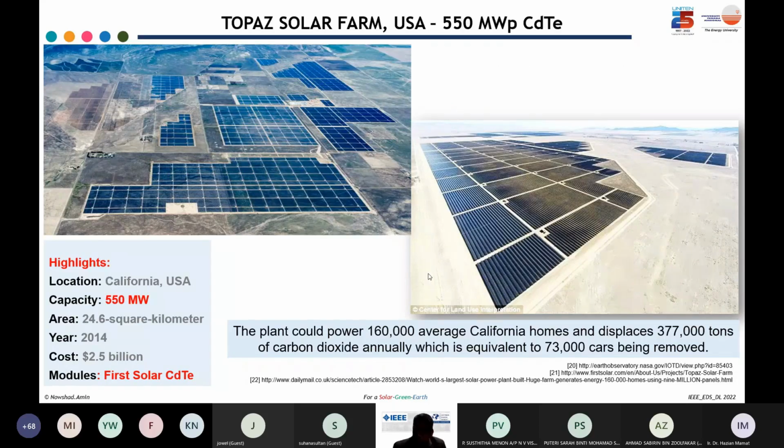And here I'm going to show you one of the largest solar farms that used this cadmium telluride, okay, in the scale of 550 megawatt peak, half of a nuclear power plant, in fact. So this is in USA, in California. It's called Topaz Solar Farm. It started its journey in 2014, and there are so many good things about it, in fact.